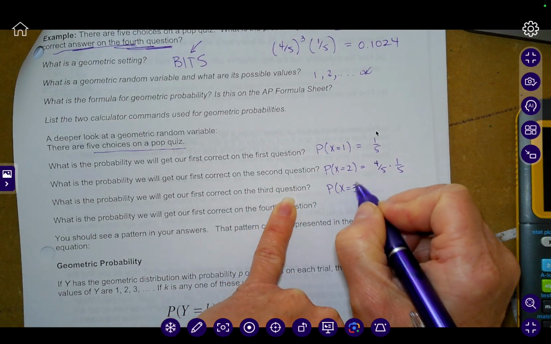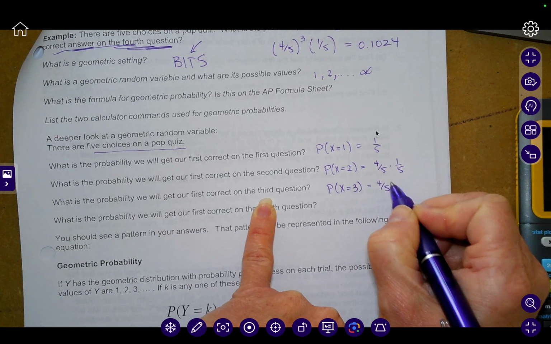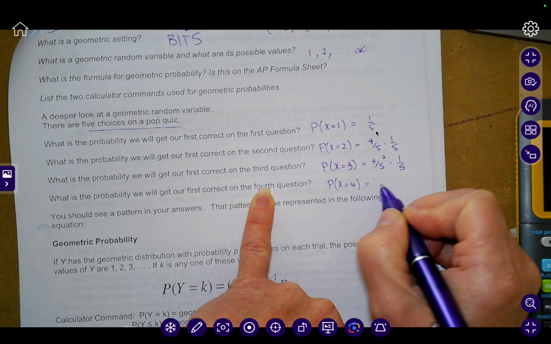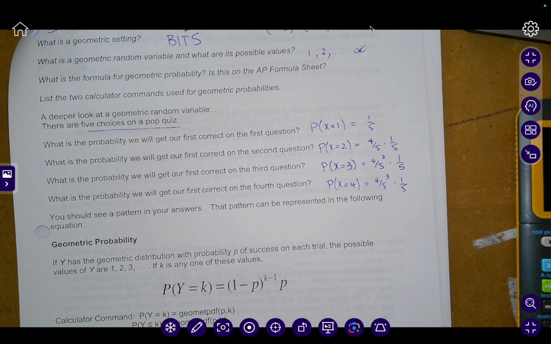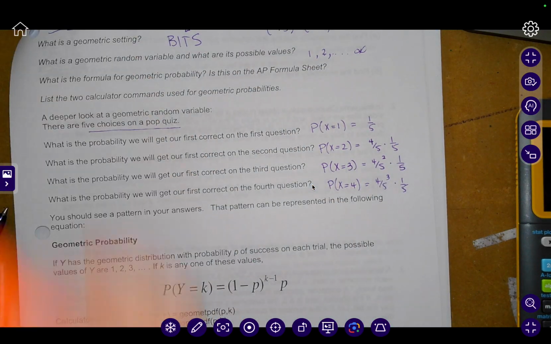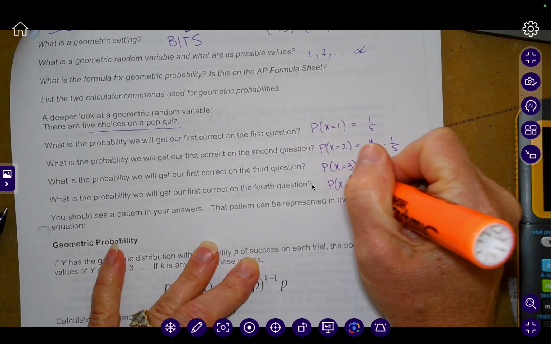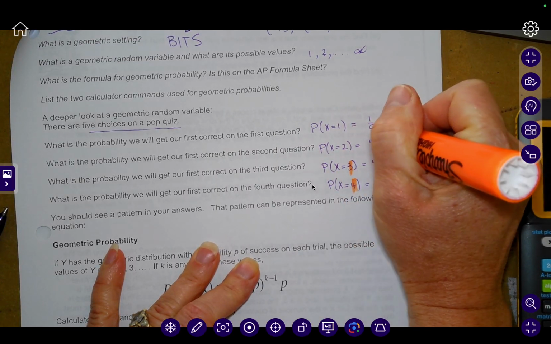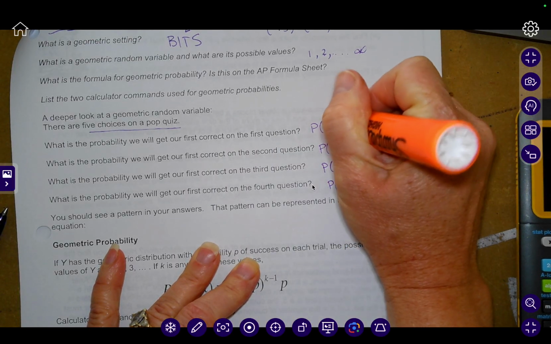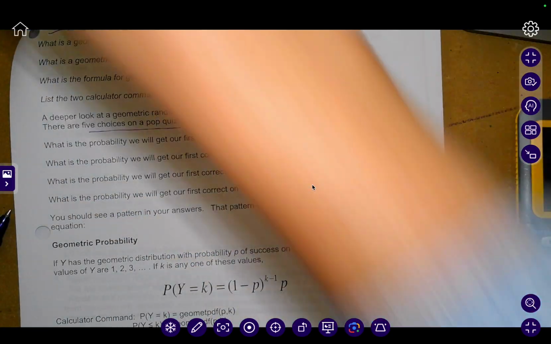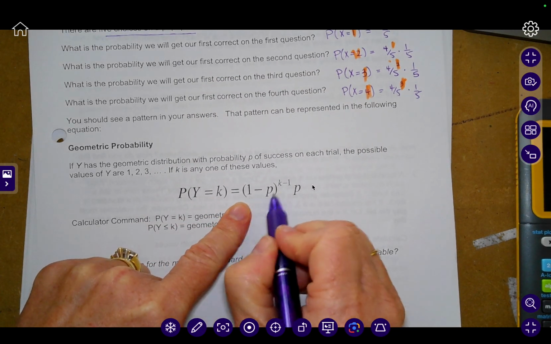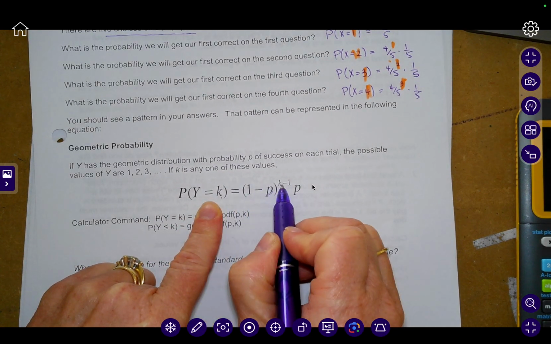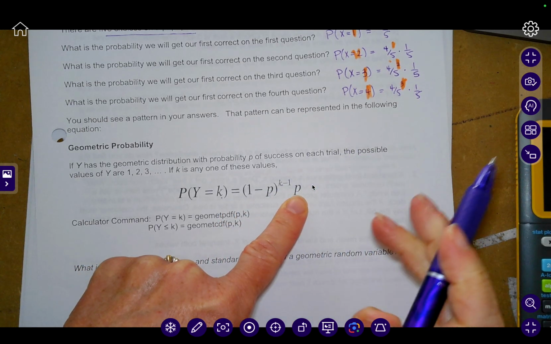What's the probability we get our first question correct on the 3rd one? That means our first 2 were wrong. On the 4th one, that means our first 3 were wrong, our last one is correct. So you should notice a pattern here. What I'm raising the failure rate to is always 1 less than what I'm looking for. So there was no failure in this one. And then it's always just times 1/5. You have the failure, raised to that number minus 1, and then times the probability of success.